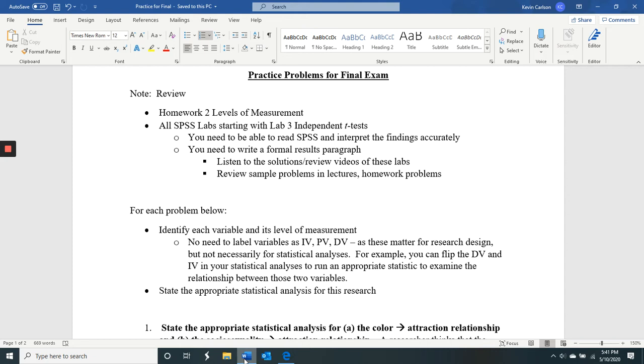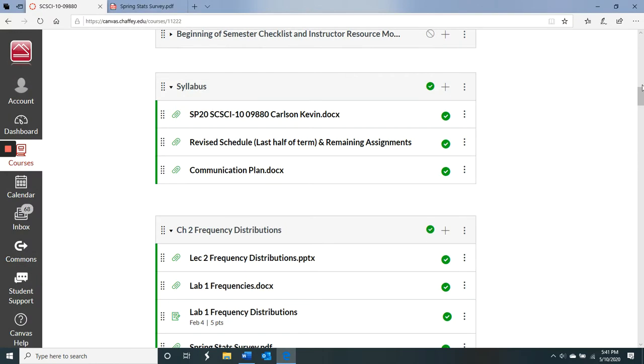And so I'm going to post this Word document. So it says practice problems for the final exam, but it will also review what you need to go over to prepare for the final. And so if we look at this top part, it says review. And it says homework 2, levels of measurement. So way back when, levels of measurement, homework 2.